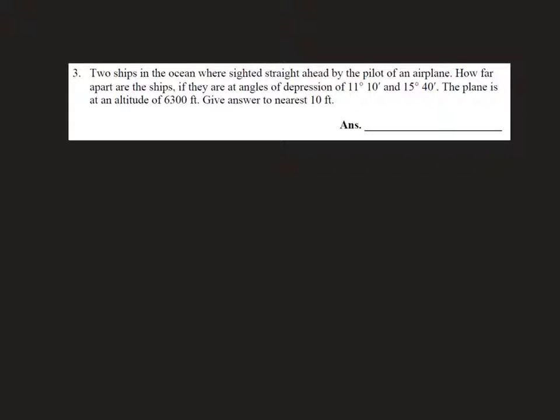Here's a problem from 1996 under the category Trig Mechanics. Two ships in the ocean were sighted straight ahead by the pilot of an airplane. How far apart are the ships if they are at angles of depression of 11 degrees and 10 minutes and 15 degrees and 40 minutes? The plane is at an altitude of 6,300 feet. Give answer to the nearest 10 feet.